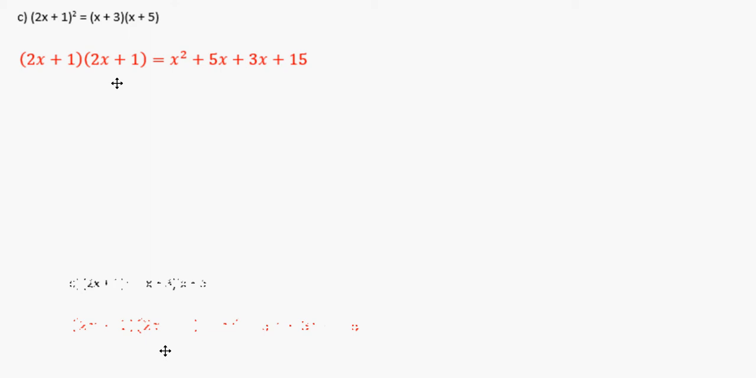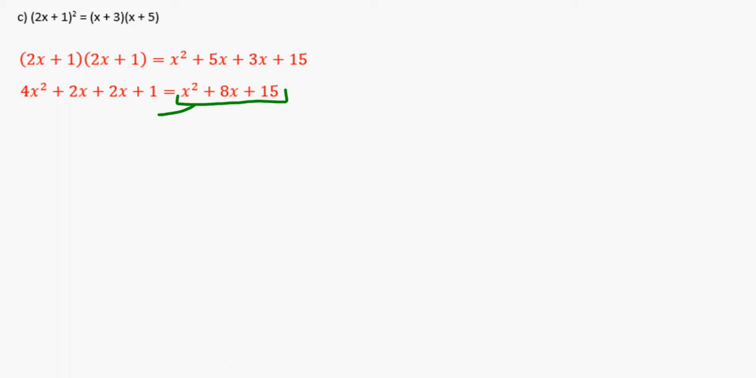I'm going to continue by expanding the left side, so here we go. I FOILed this left side here. Again, I'm not going to spend time doing this. This is something you should be familiar with. Here I added my like terms, 5x plus 3x, which is 8x. So I've got this, and now I'm going to bring everything over to one side. So I'm going to take all of this and bring it over here.